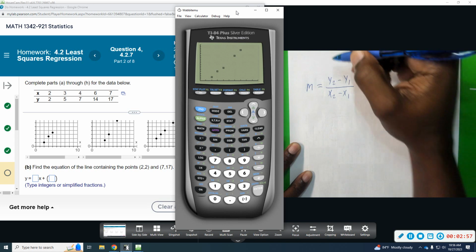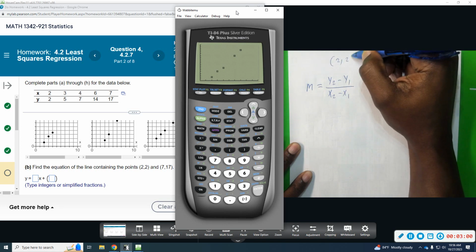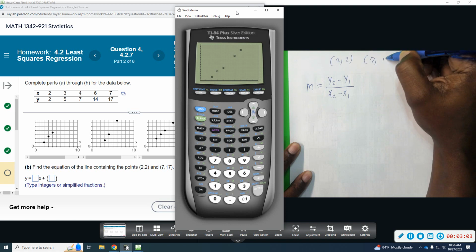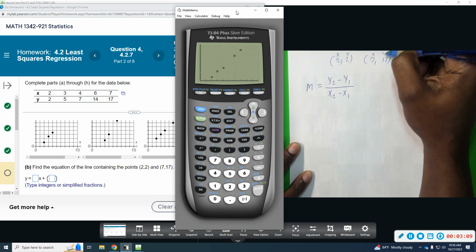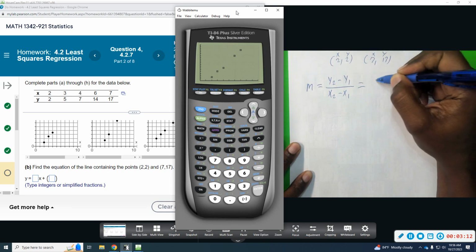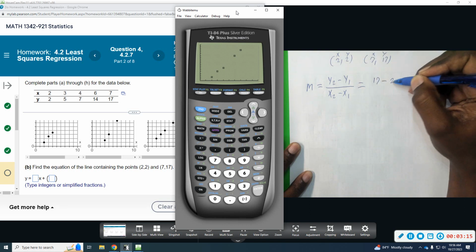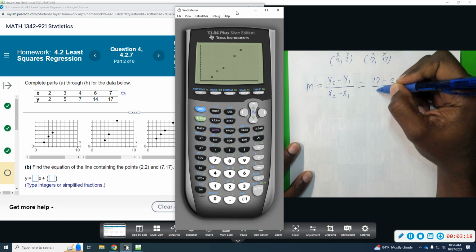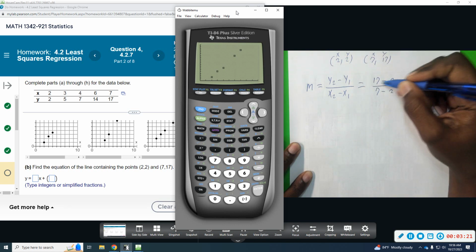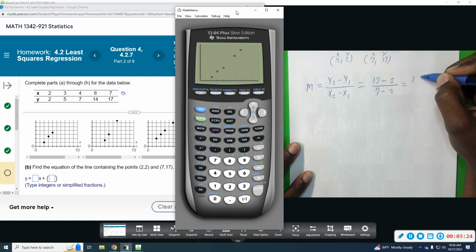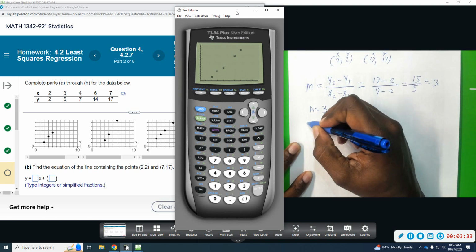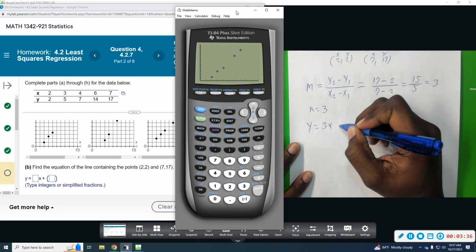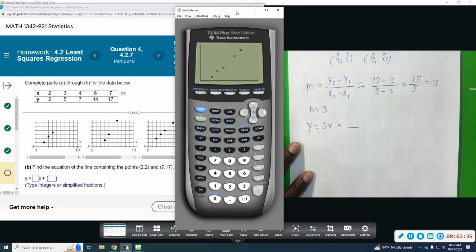We got 2 points. We have 2 2. And we have 7 17. So this is my first point, this is my second point. Remember, they go x y in that order. So this is my y2. So I'm going to do 17 minus my y1 of 2 over 7, my x2 minus my x1 value of 2. That would give us 15 over 5, which when reduced, that would just give us 3. So our slope would be 3. So I have y equals 3x plus my b value. So just got to figure out my b value.